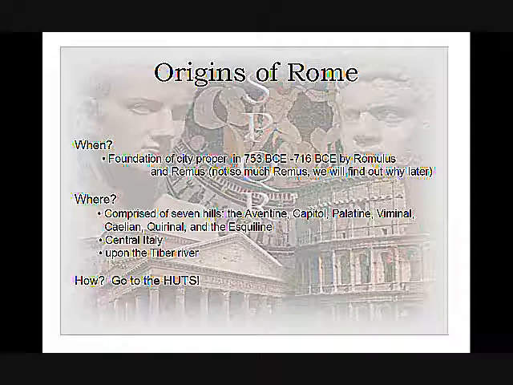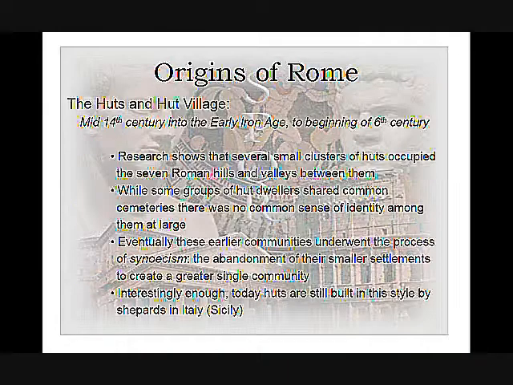When was the city founded? 753 BCE by Romulus and Remus is the myth. There were 7 hills, which we saw on the map earlier. It was in central Italy, right upon the Tiber River, but how it was founded was more important. Go to the huts. The huts and the hut villages mark the origins of Rome, somewhere between the mid-14th century into the early Iron Age.